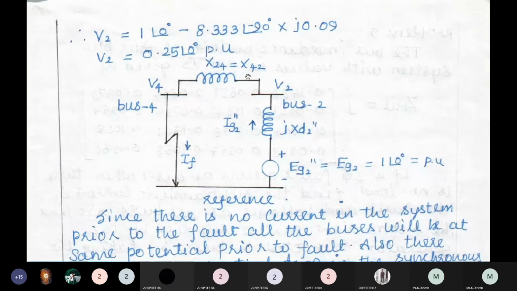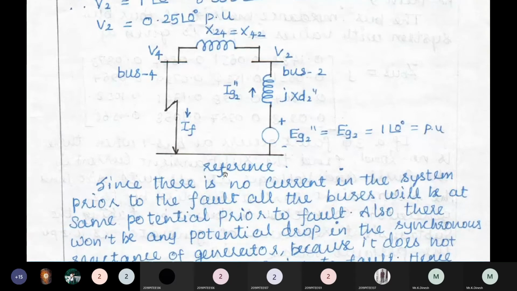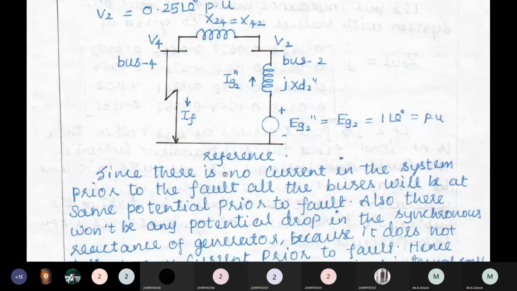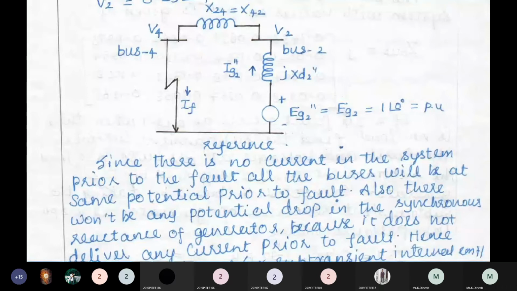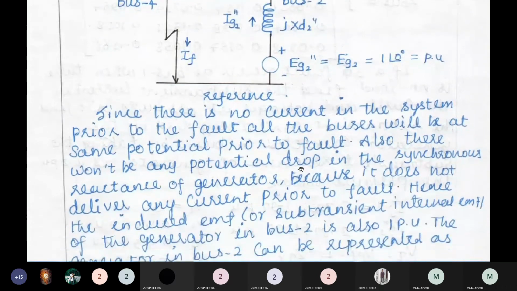This is the reactance representation. From bus 2 and bus 4 we have the generator bus, and we have the generator reactance. Since there is no current in the system prior to the fault, all buses will be at the same potential prior to the fault. Also, here you don't have any potential drop.